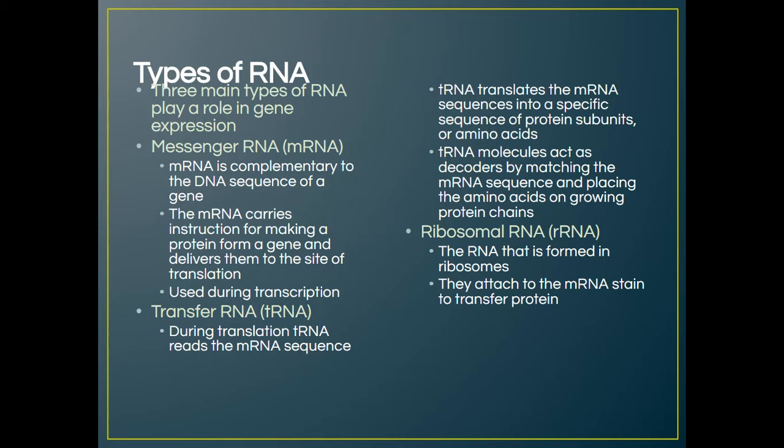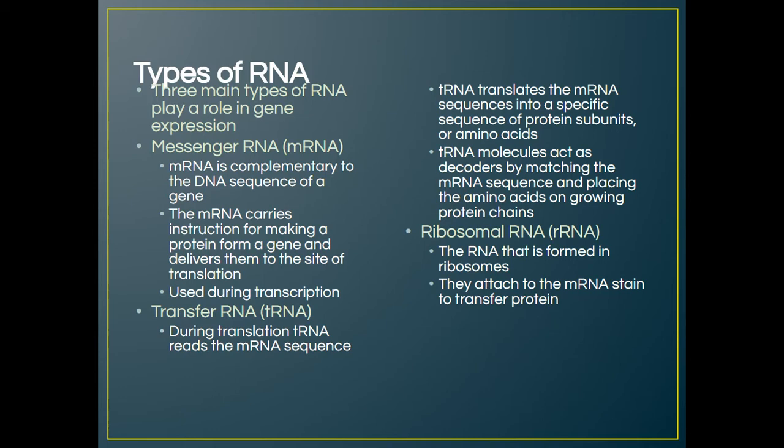So there are 3 main types of RNA. The 3 main types of RNA are messenger RNA, transfer RNA, and ribosomal RNA, or mRNA, tRNA, and rRNA. The goal of messenger RNA is to transcribe the DNA sequence and carry those instructions into the cytoplasm, where it'll be used during translation.